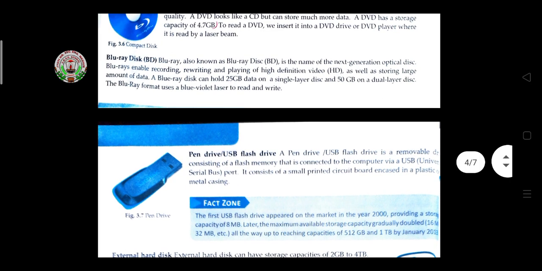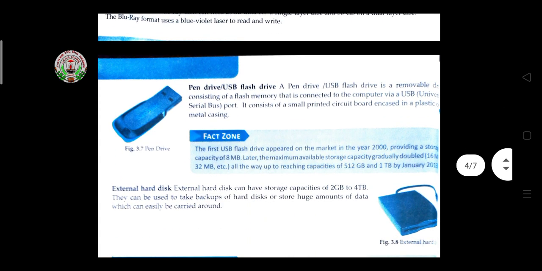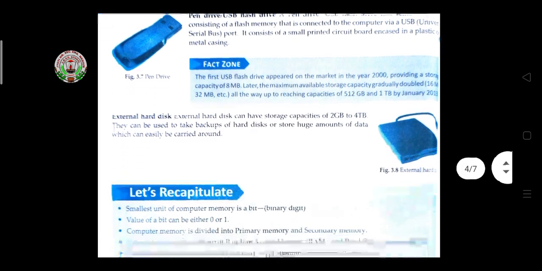Then pen drive or USB flash drive. The pen drive, USB flash drive, is a removable drive consisting of a flash memory that is connected to the computer via a USB port. It consists of a small printed circuit board in a plastic or metal chassis. So nowadays you use a pen drive for transferring data from one computer to another, or storing your data. Then external hard disk.